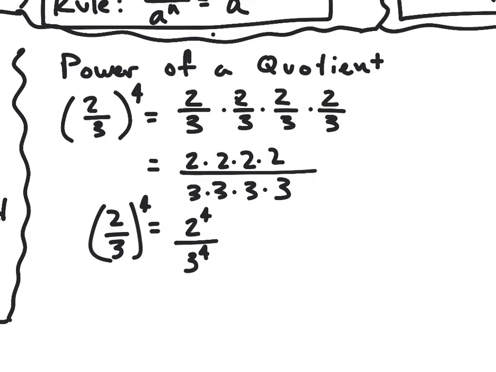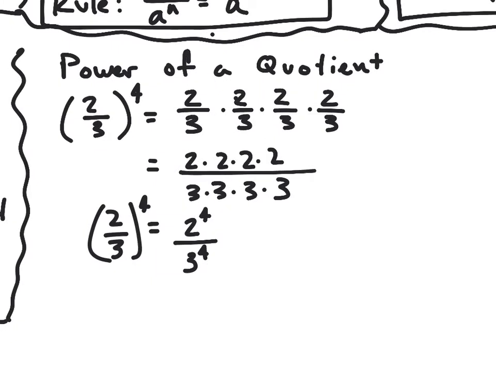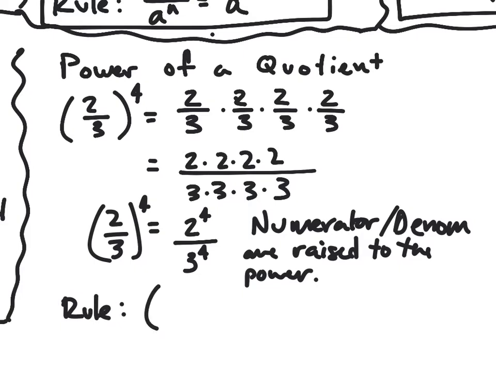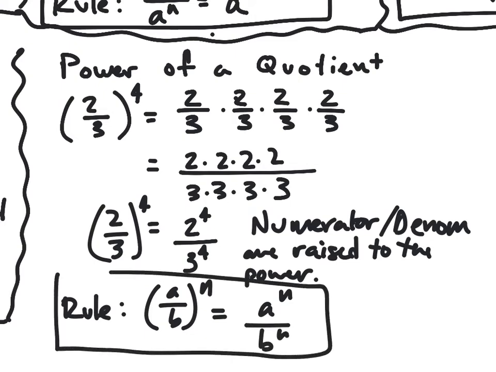All right, so what we're doing is both the numerator and denominator are raised to the power. Okay, so the general rule that we would have is, if I had, say, a divided by b raised to the nth power, then what I would take is my numerator raised to that power divided by my denominator raised to that same power, okay? And that's all we got.